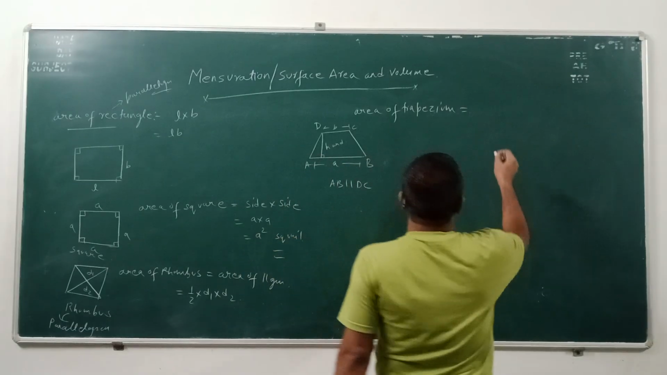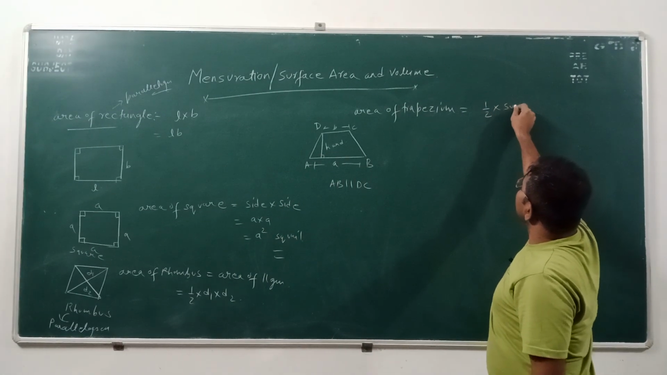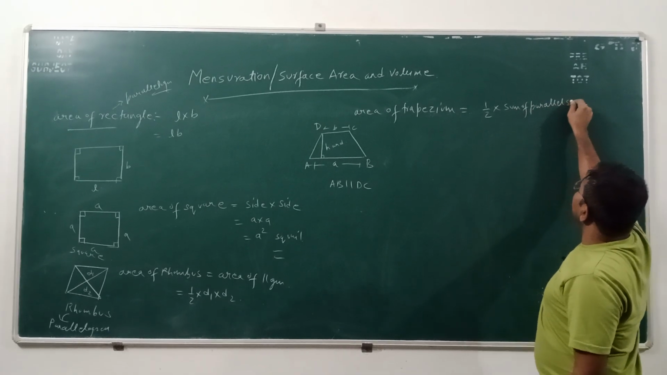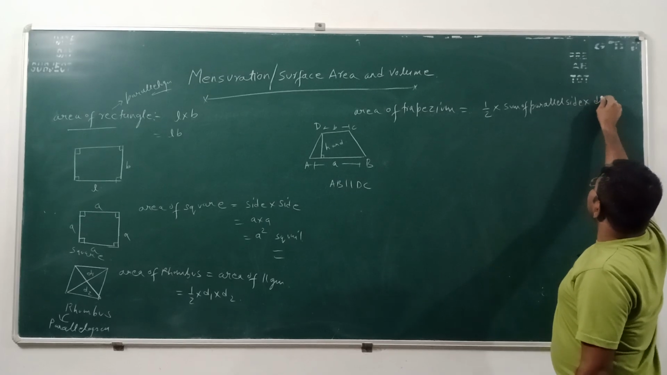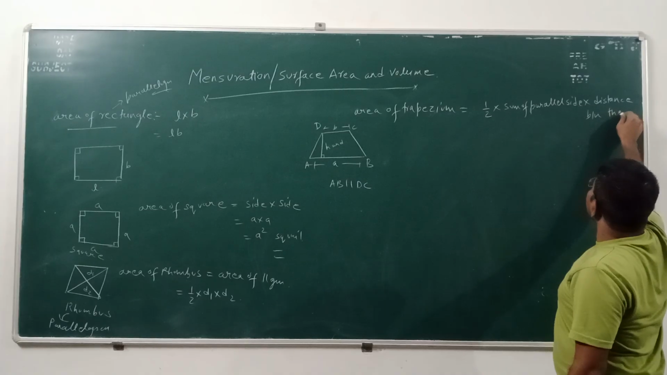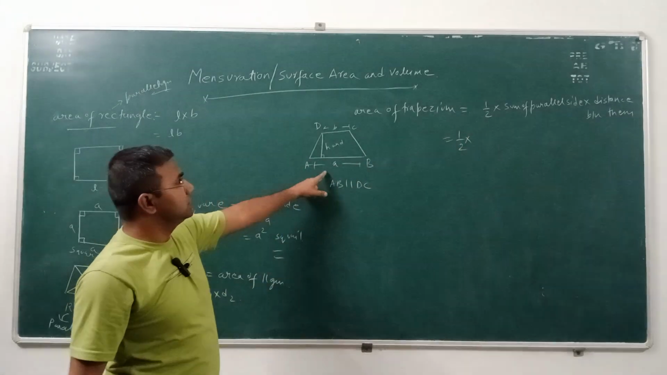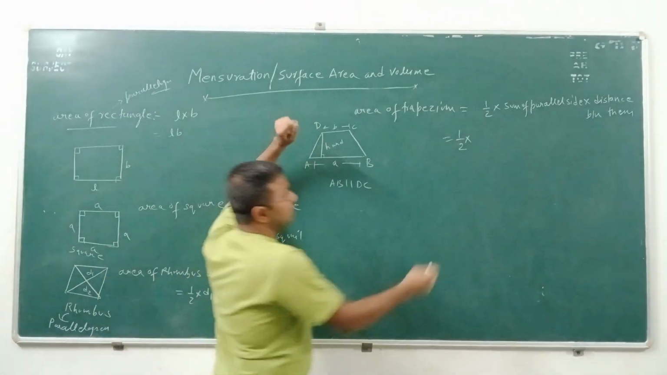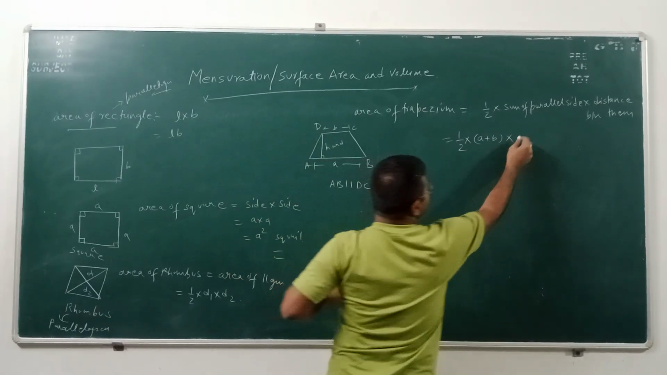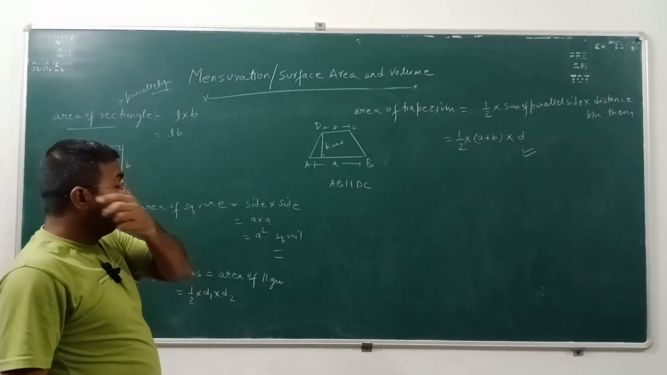Then the area of a trapezium can be calculated as half into sum of parallel sides into distance between them. Now see, half into sum of parallel sides, means a and b are the parallel sides. Then here you will write a plus b, and the distance between them means d. Then this will be the formula for calculating the area of a trapezium.